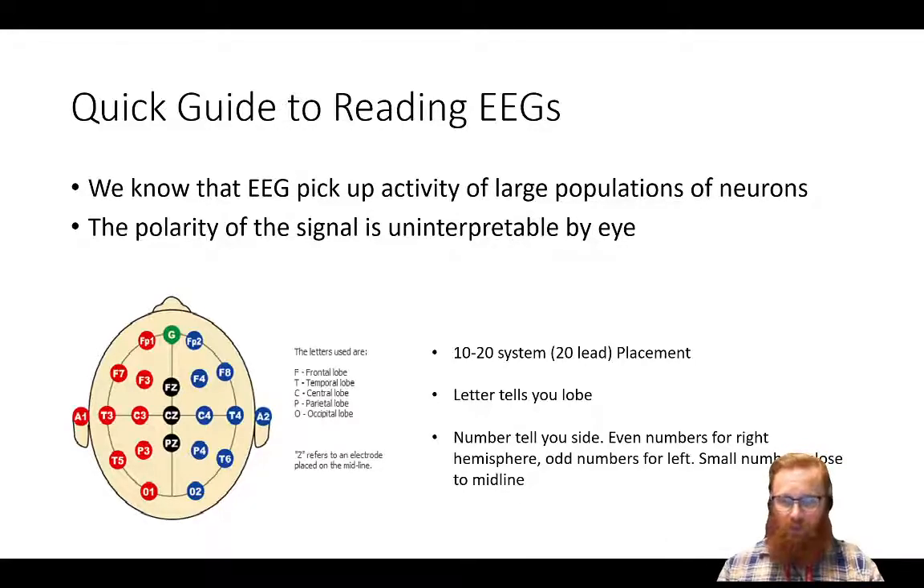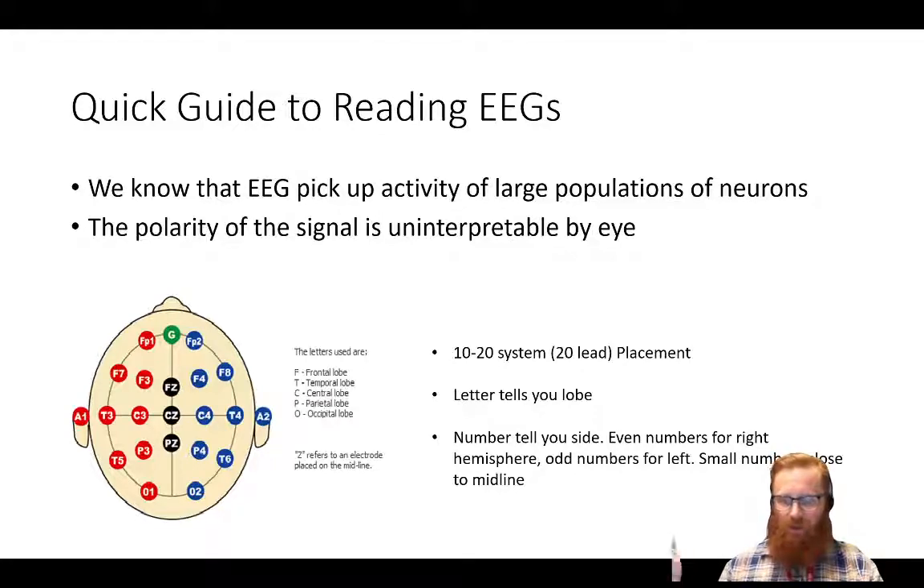So the letter tells you what lobe it's over. So if it's F, it's in the frontal lobe. T, it's in the temporal lobe. C, it's over the central position. P is parietal lobe. O is occipital lobe. If it is an even number, it is on the right hemisphere. If it is an odd number, it is on the left hemisphere.